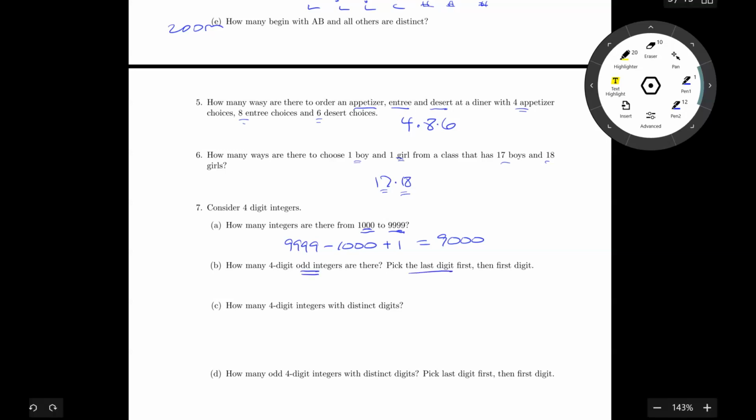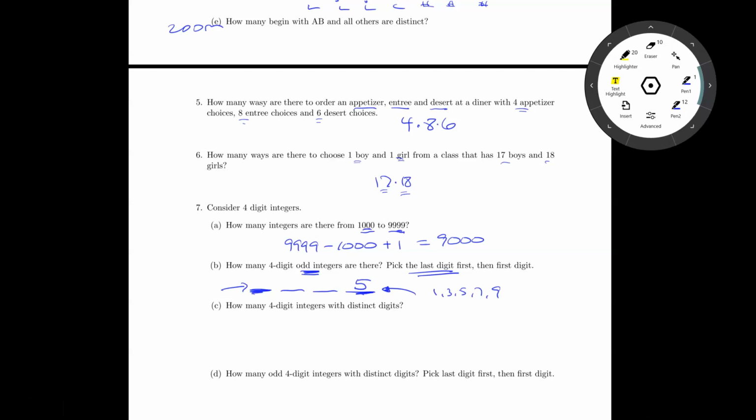Okay, so how many 4-digit odd integers? Okay, so this is where I want you to go and pick the hardest thing first. So the hardest thing is to make a 4-digit number odd, right? So what are the choices for the last digit to make it odd? So that's 1, 3, 5, 7, 9, right? So there's 5 choices to make it odd. Okay, so pick the hardest one first, then go to the second most challenging.